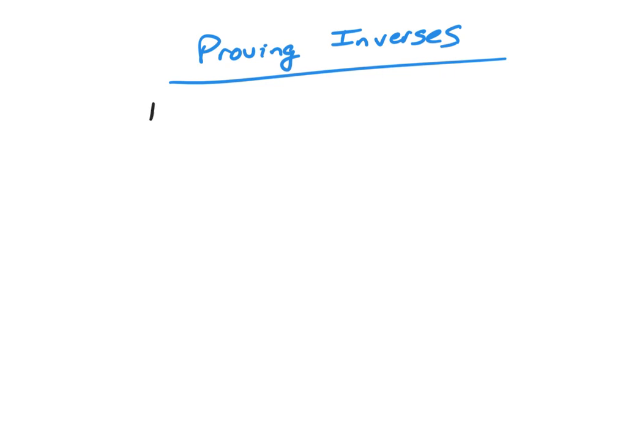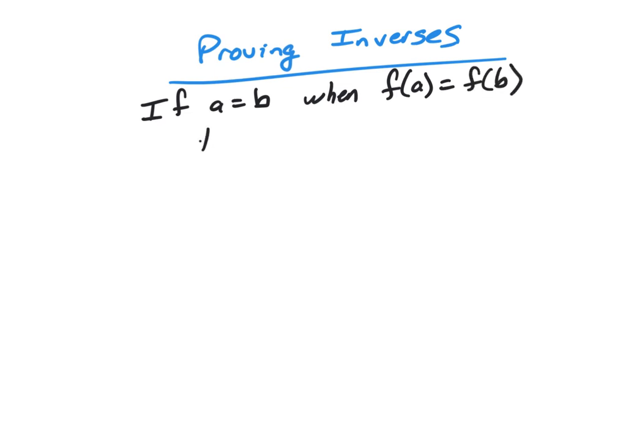Okay, so I'm going to write out a statement here, and you might be a little confused by the statement, but I'll explain what it means. If A equals B, when f of A equals f of B, then the function is one-to-one. This would just be another way that we could do it.